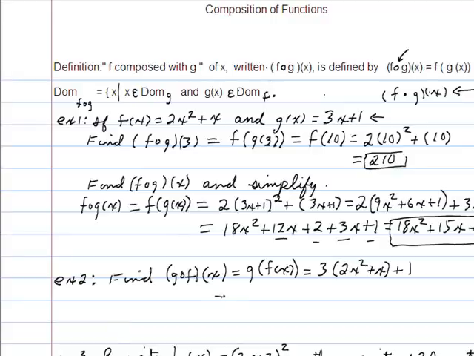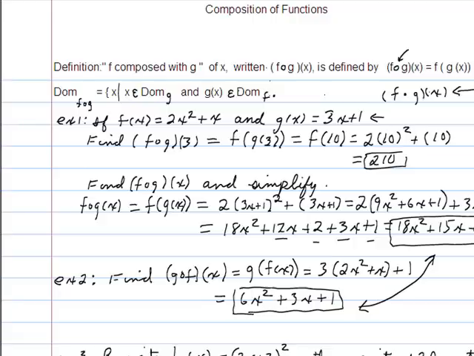Now we distribute the 3 and we get 6x squared plus 3x plus 1. And since none of those are like terms, we can't simplify. We simply box it and we're done. And notice this, f∘g and g∘f are completely different. Now the next one asks for a different skill.